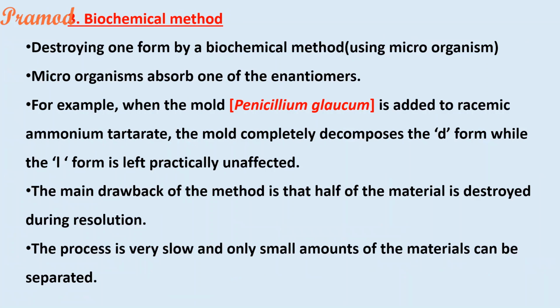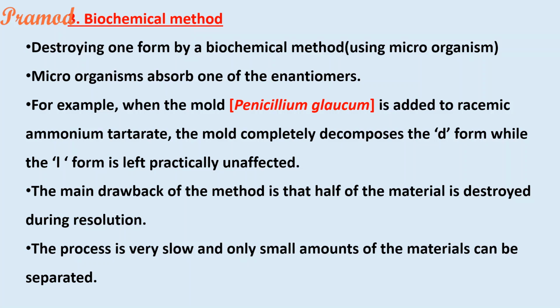Now the third is biochemical. So what do you mean by biochemical? Biochemical means you use microorganisms. It's a process where one of the enantiomers is completely destroyed. Why? Because the microorganism absorbs one of the enantiomers. So it will take away one enantiomer, leaving the other enantiomer, like plus or minus.